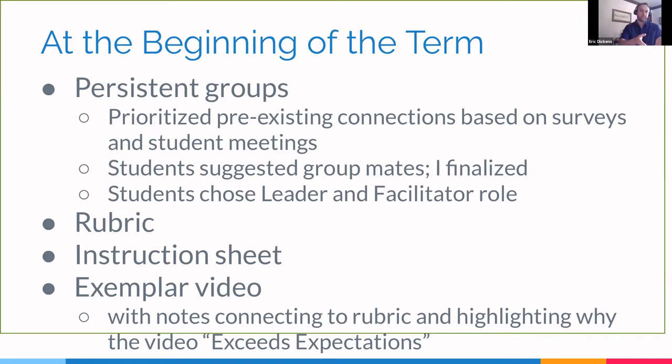So I prioritized these pre-existing connections. They emailed me and I looked over that. They could explain why they chose the people that they did. It didn't line up perfectly where everybody had the exact same answers. So I had to talk to some students and check, okay, this person would like to be with this person. Can I put them with this group? So I had to do some reviewing of what their email said in order to make the groups.